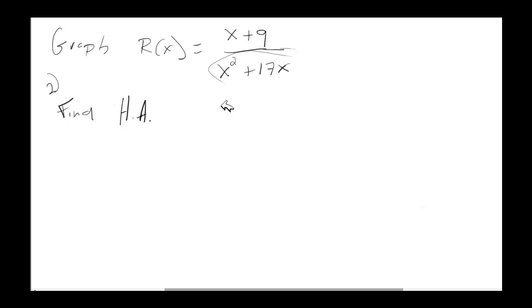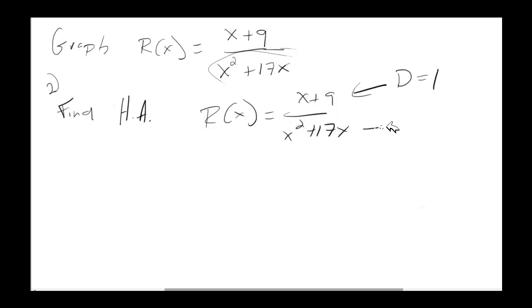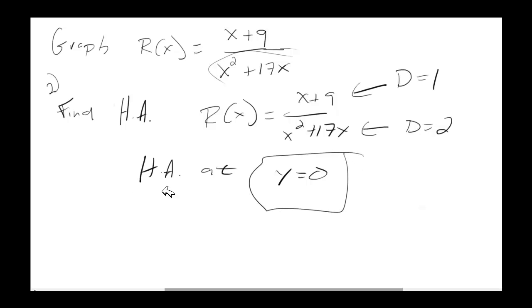Okay, to find the horizontal one, or the oblique, here's my function back again: x plus 9 over x squared plus 17x. Here I see the degree on top is equal to 1, and the degree on the bottom is equal to 2. Anytime the bottom has a bigger degree than the top, you have a horizontal asymptote at y equals 0. Okay, so I've got the domain, I've got all my asymptotes. Remember, if you have a horizontal one, you cannot have an oblique asymptote. So I've got the vertical ones, I've got the horizontal one. Now let's find the intercepts.